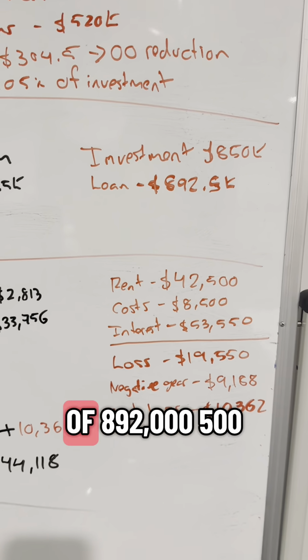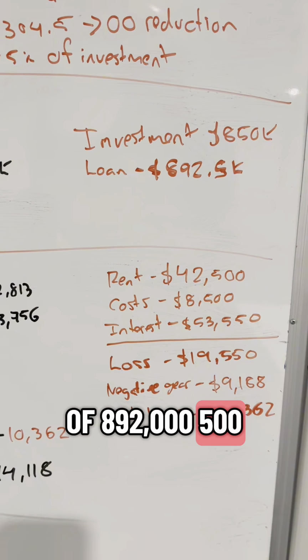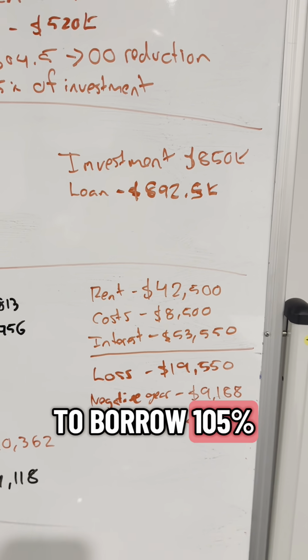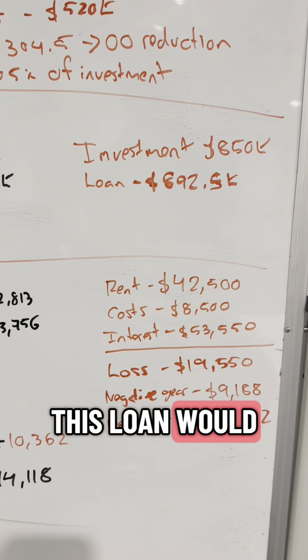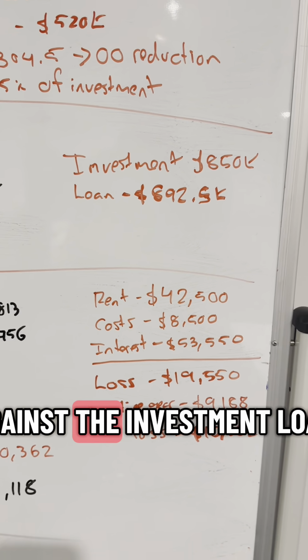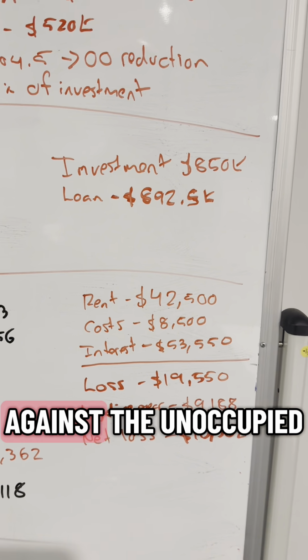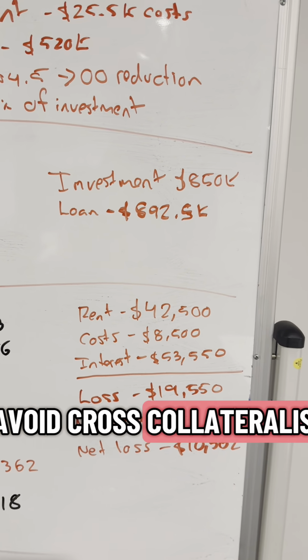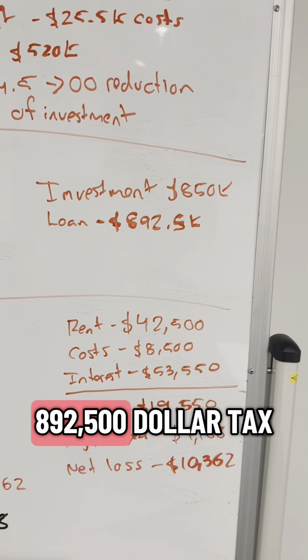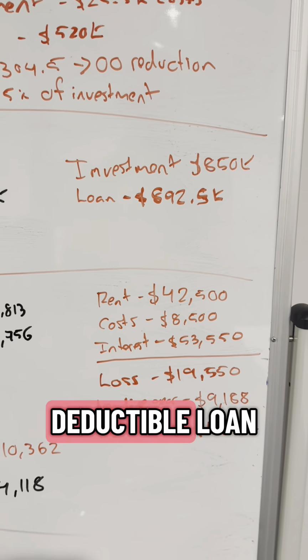He's now got a loan of $892,500 because he's had to borrow 105%. In reality, this loan would actually be split. We'd put 80% against the investment loan, and the remaining balance against the owner-occupied, to avoid cross-collateralizing. But for simplicity's sake, we've got an $892,500 tax-deductible loan.